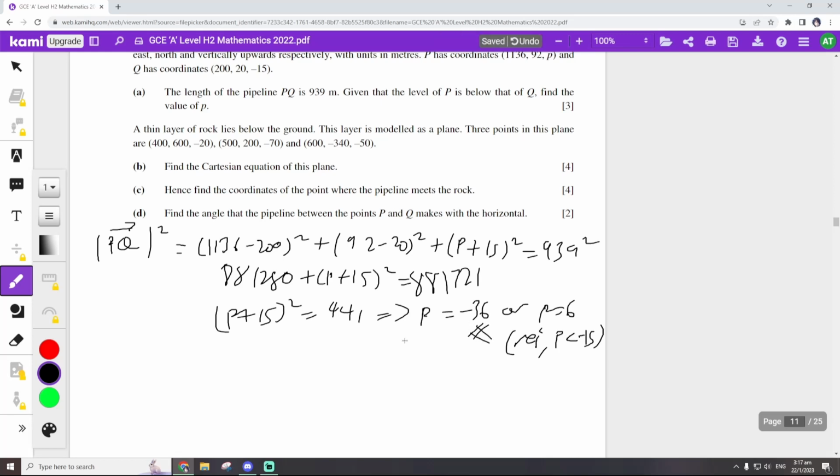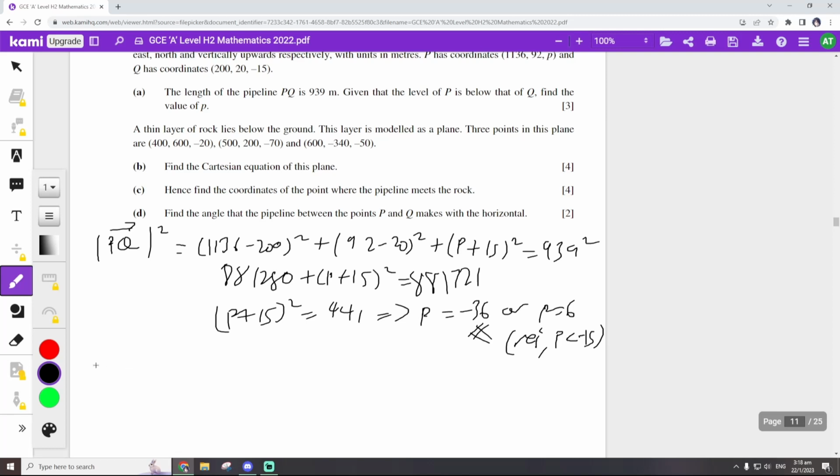A thin layer of rock lies below the ground. It's a plane. You have 3 points in the plane. Okay, find the Cartesian equation. So whenever you have 3 points on a plane, you can find two vectors which are parallel to that plane and cross them to get a normal vector to the plane.